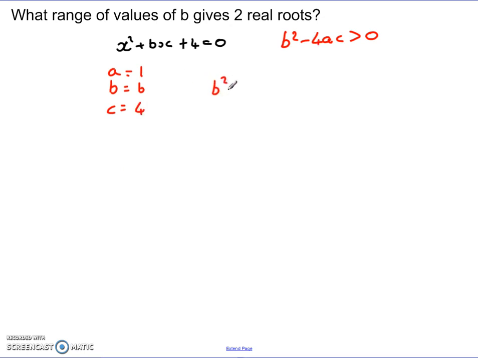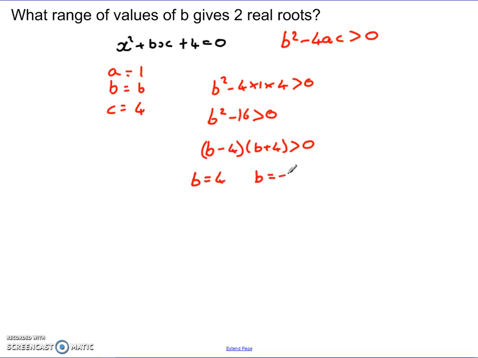So plugging this all in, I get b² − 4 times 1 times 4, and that has to be bigger than 0. So I've got b² − 16 is bigger than 0. So if I factorise that, I get (b − 4)(b + 4) is bigger than 0. So now I've got to figure out the times when this is met. Well, these roots here are b = 4 and b = −4.